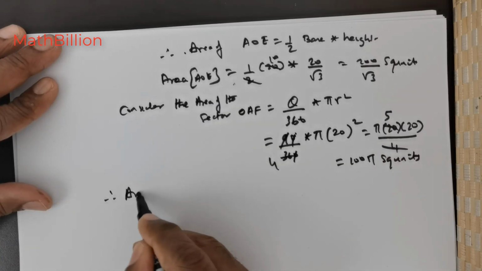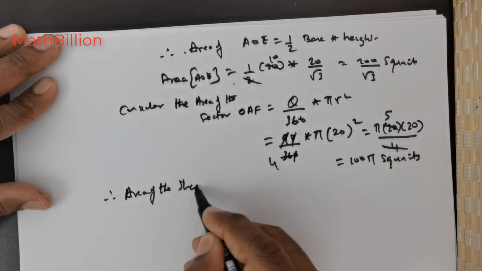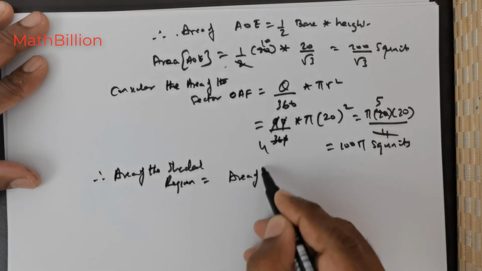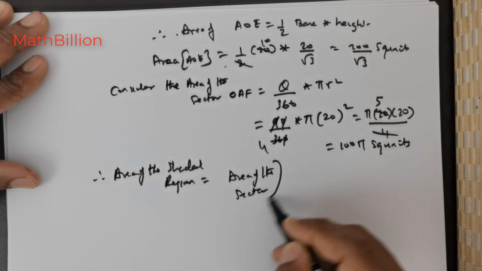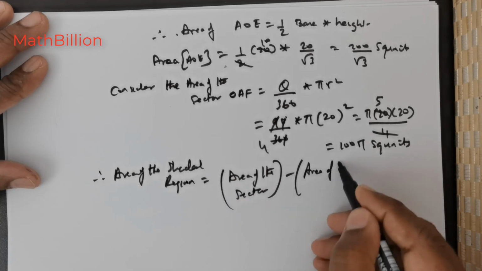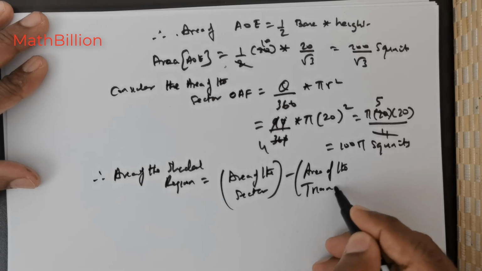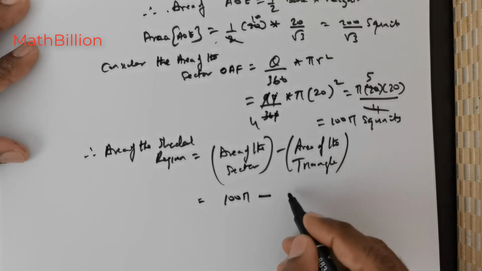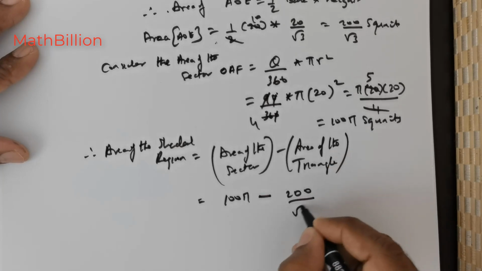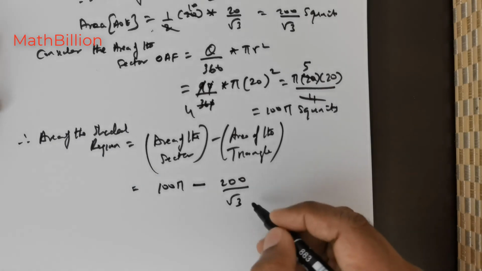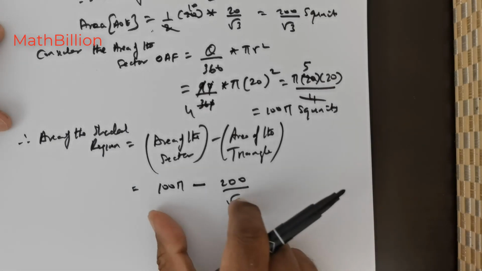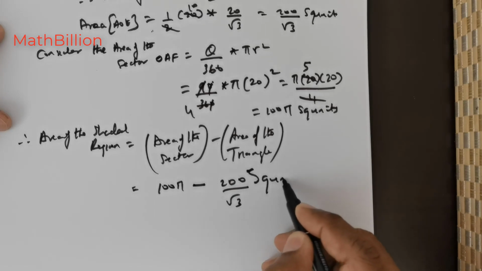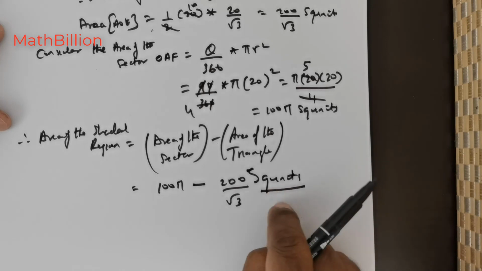So therefore, area of the shaded region is equal to area of the sector minus area of the triangle. So area of the sector is 100 pi minus area of the triangle, 200 over root 3. Now this is the final answer. If you want, you can simplify this, or you can just declare this as the final answer.